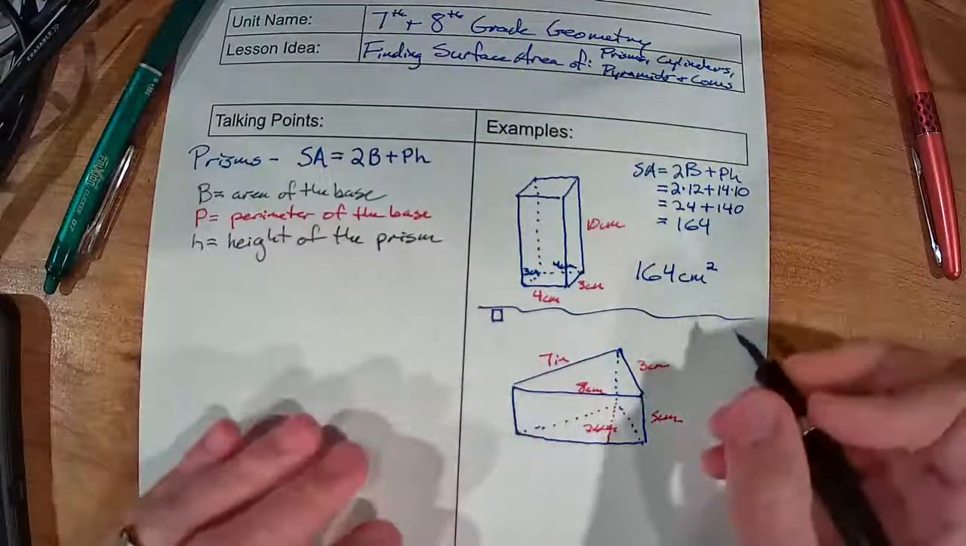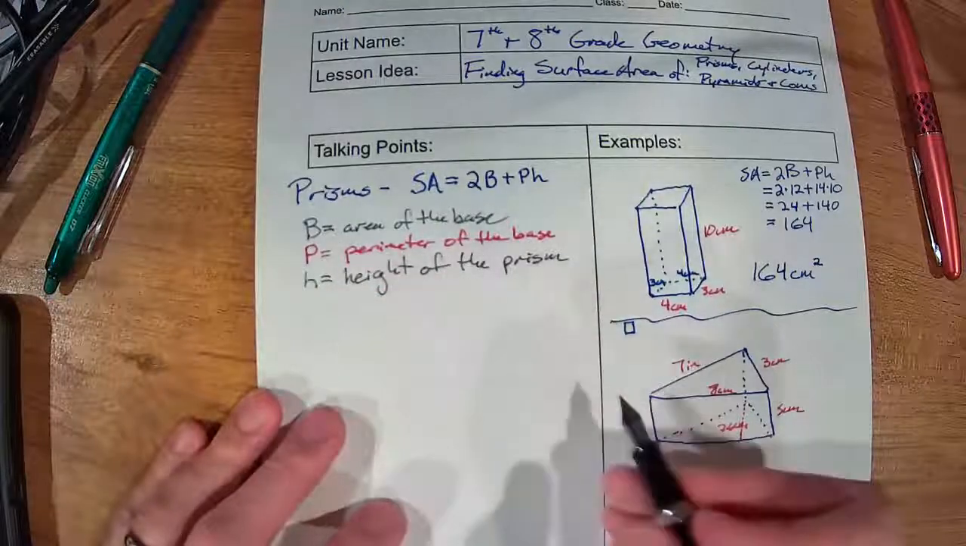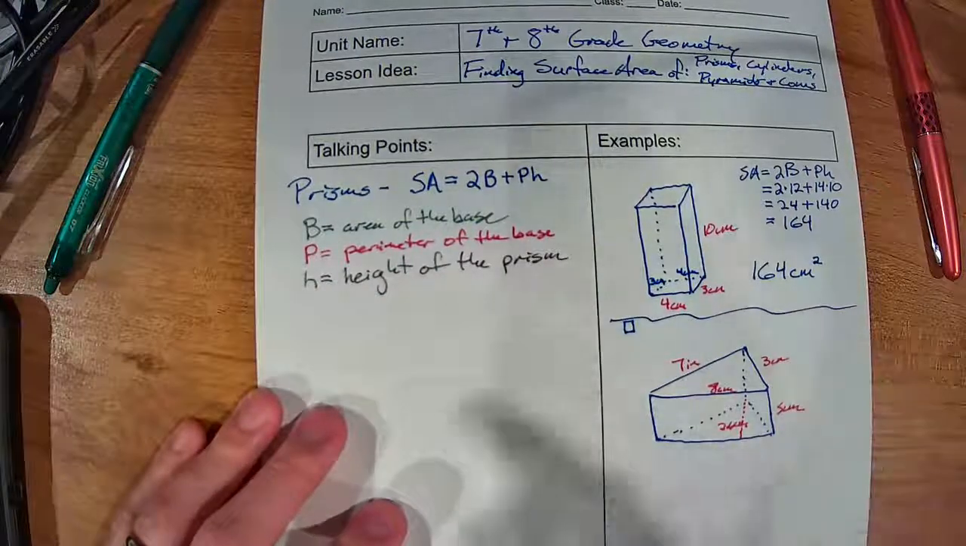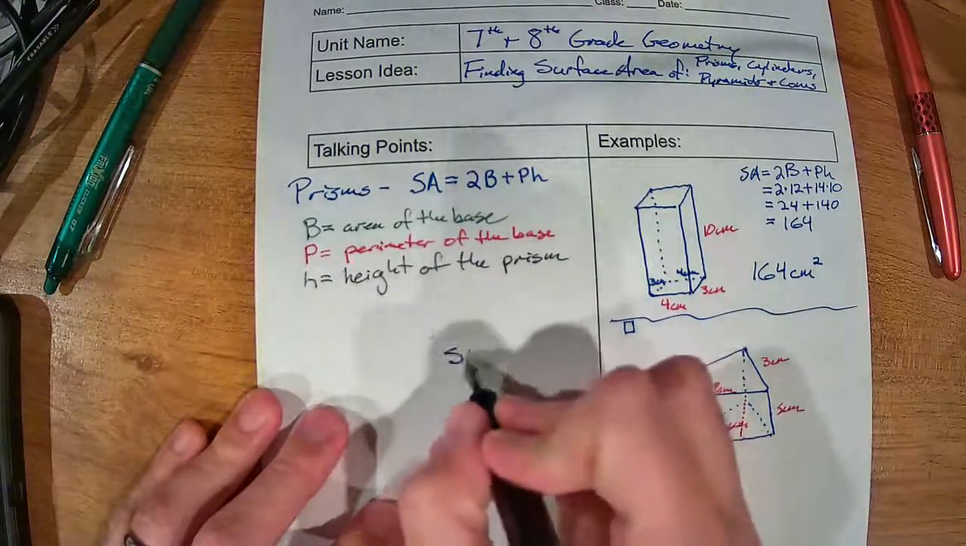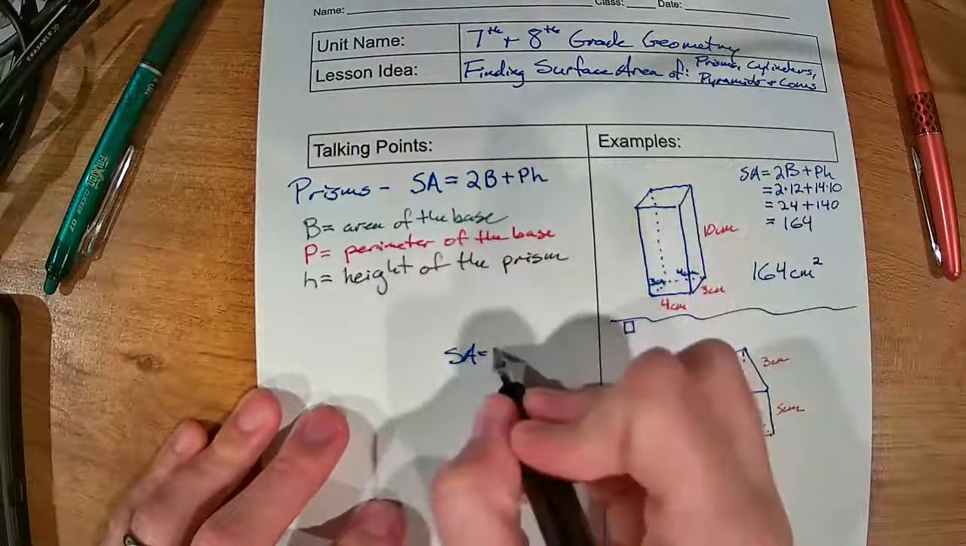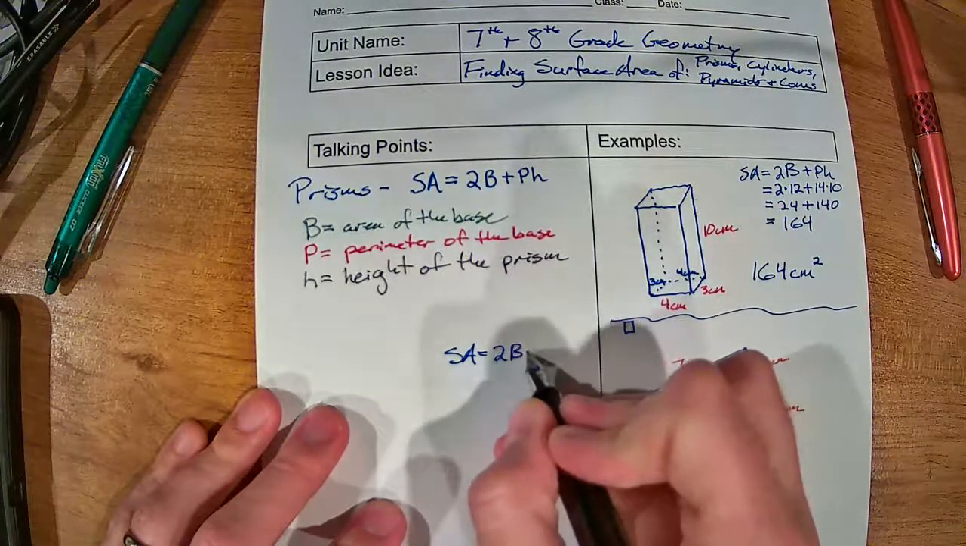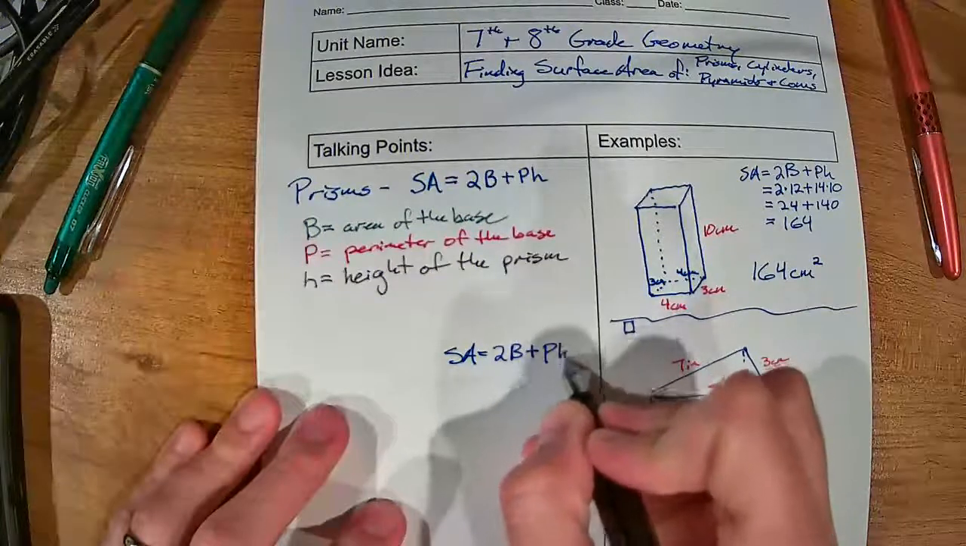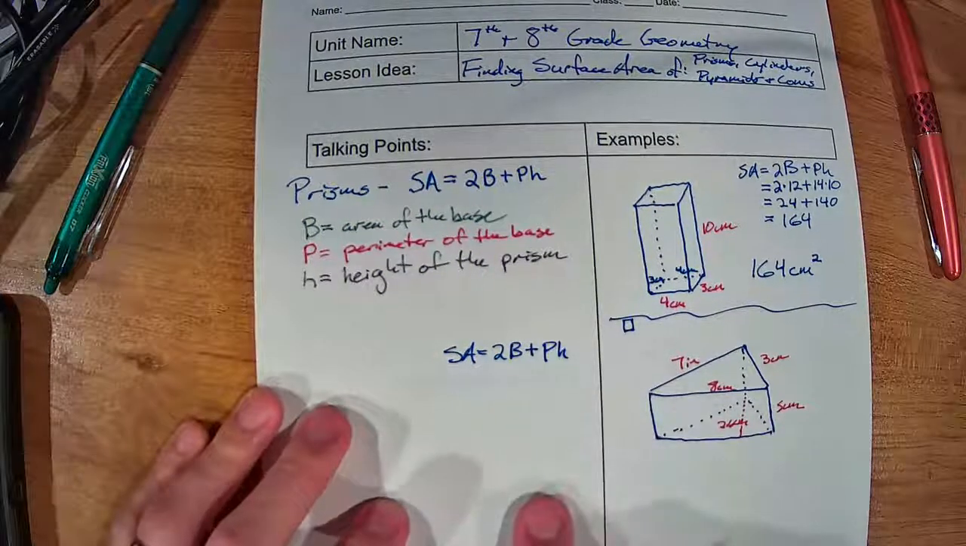So let's get started. Actually, I'm going to do it over here where I have space. So we're going to use our talking point section to do this work. I just sort of ran out of space there. So our surface area this time, again, still equal to 2 multiplied by the base area, added on to the perimeter multiplied by the height.